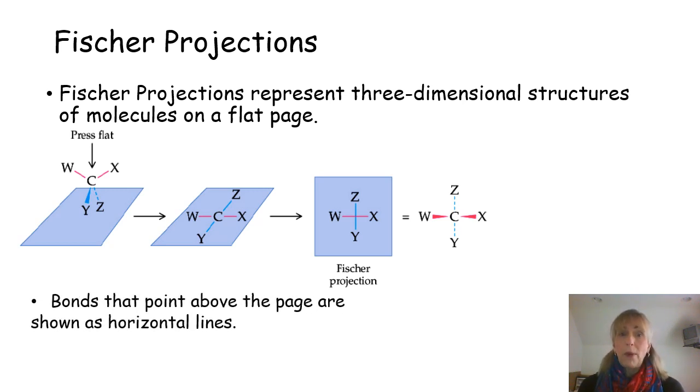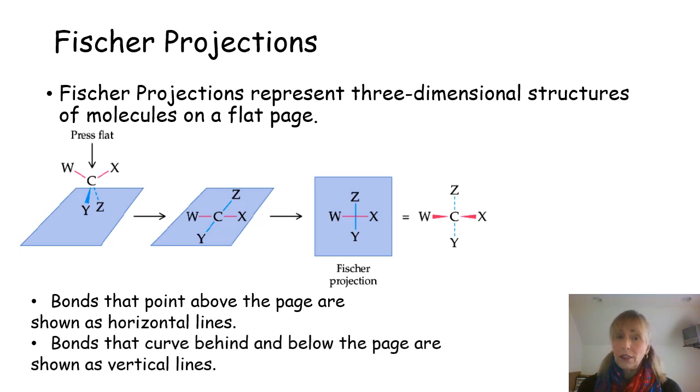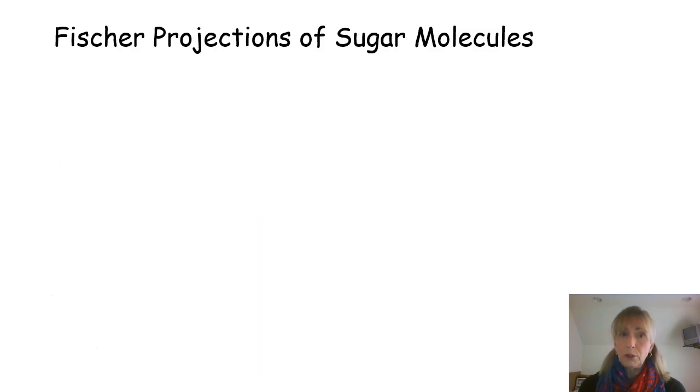Bonds that point above the page are shown as horizontal lines. So these bonds here that point above the page because they're wedged are horizontal lines in our Fischer projection. There they are. And any bonds that curve behind the page, behind and below, are shown as vertical lines. That is how we interpret a Fischer projection.